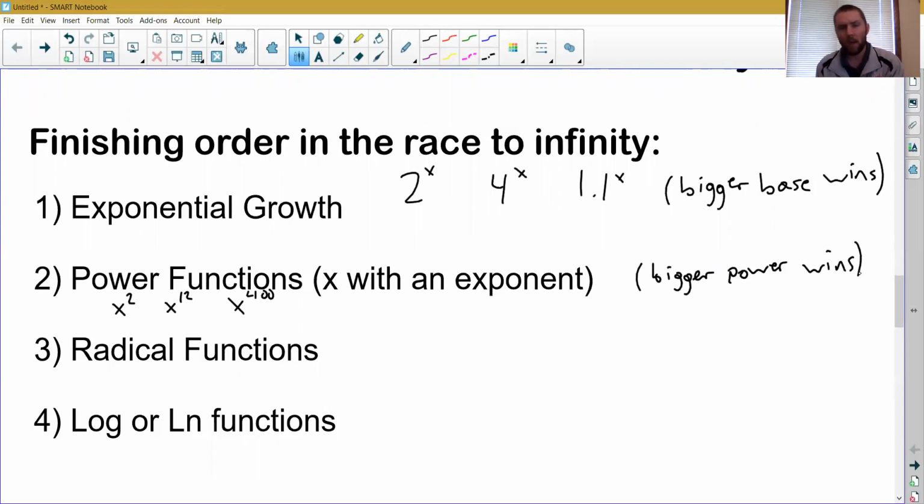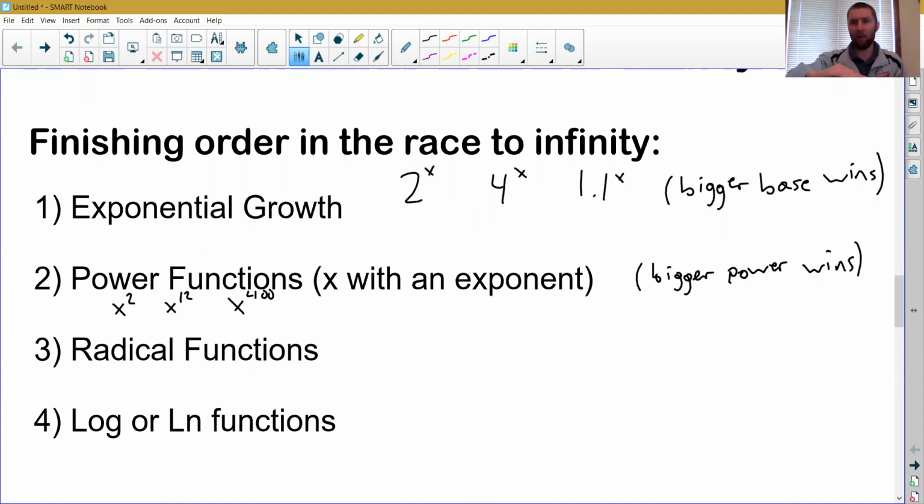So x to the 400th is going to beat out x to the 50th power. X to the third is going to beat out x squared. X squared is going to beat out x to the first power, and so on. Now, it's important to note that every exponential growth function beats out every power function, okay? So 1.1 to the x is going to beat out x to the 400th. Even though x to the 400th for the first long time is going to be higher, as we get to infinity, the exponential growths eventually are going to take over, all right?